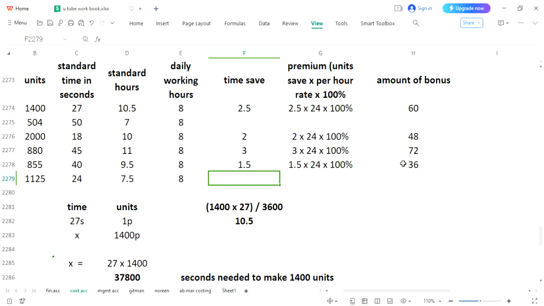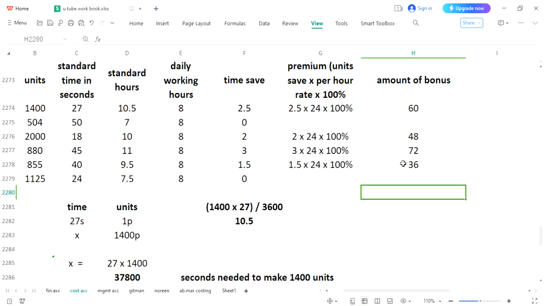On the last day, zero bonus as work was not completed within the given hours. On the second day, zero as work was not completed within the hours. 8 hours he had taken while the standard time was 7 hours. No bonus. On the last day, 8 hours he had taken to complete a job which was meant to be completed within 7.5 hours. Not completed, it means no bonus.